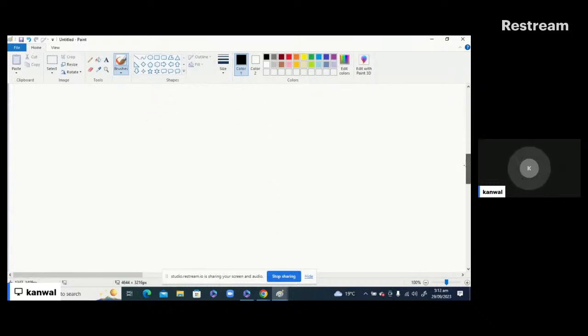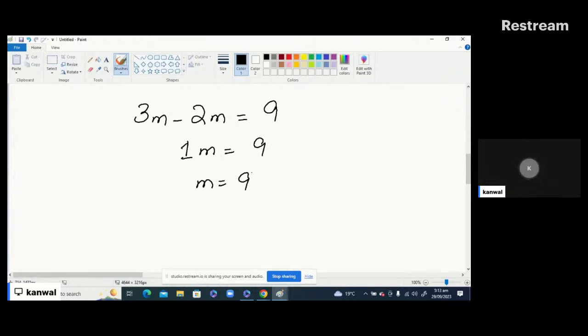Okay, let's take some other letters like m. So here is 3m minus 2m, which is equals to 9. So now tell me, when we subtract 3 minus 2, what's the answer? Only 1m, that is equals to 9. So 1m can be written as m is equals to 9. These are the same like terms.